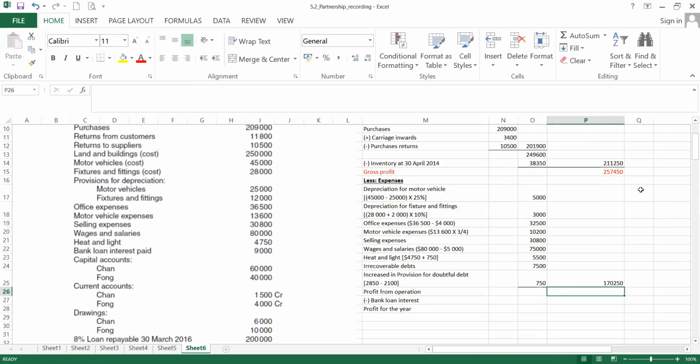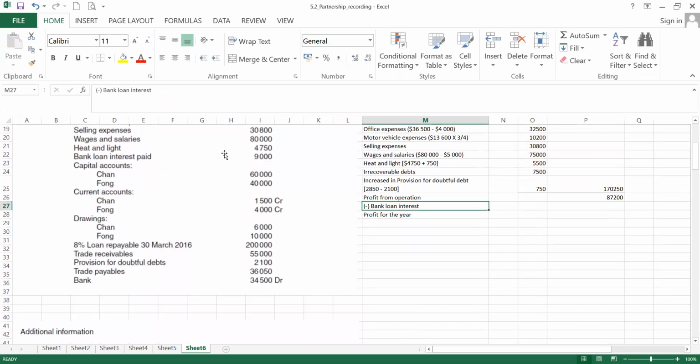Okay. Take the gross profit minus the expenses. And one more item to be recognized is the bank loan interest. In the question here, they say bank loan interest paid. Take note that when we recognize the income statement, we take what's supposed to be paid, which is the 8% of the 200,000, not the paid amount. Is the percentage, the principal, take 200 times 8%.